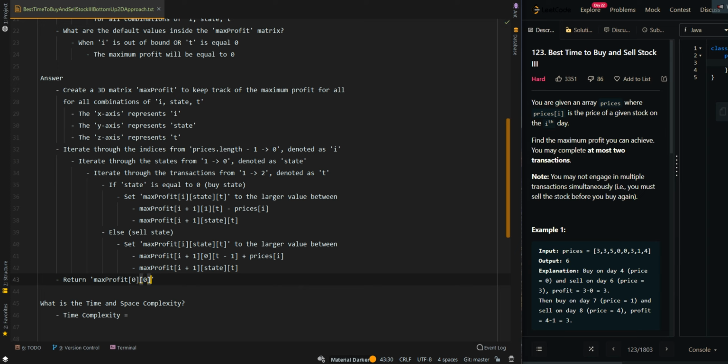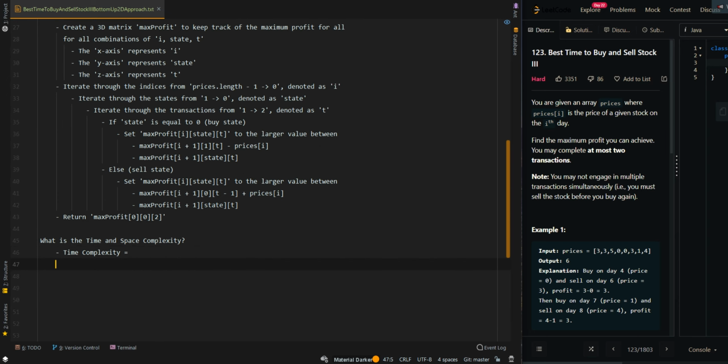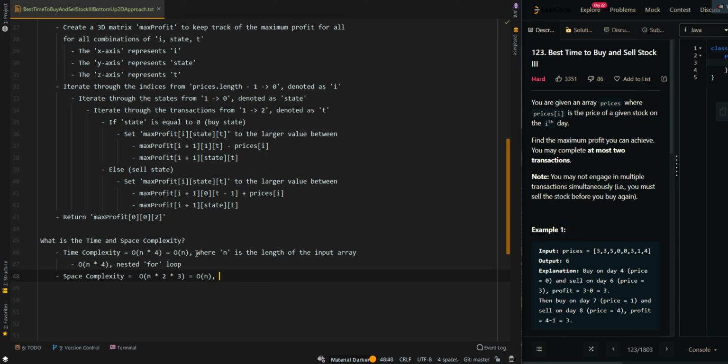Our state initially is equal to 0 because it's the buy state, and the number of transactions we have is 2. Now let's go over the time and space complexity. The time complexity is O of n times 2 times 2, so 4n is equal to O of n, where n is the length of the input array. This is because of the nested for loop. Now our space complexity is O of n times 2 times 3, so it's equal to O of n. This is the max profit matrix.